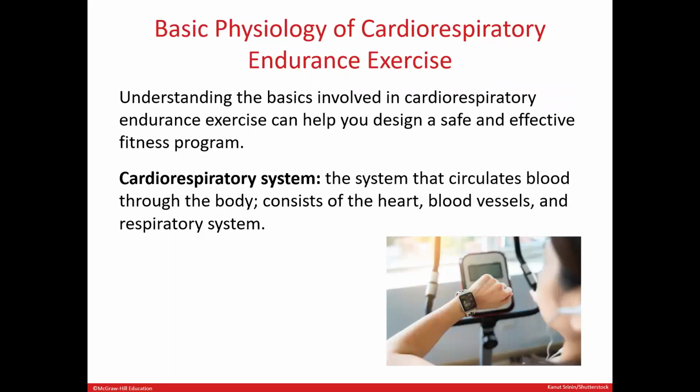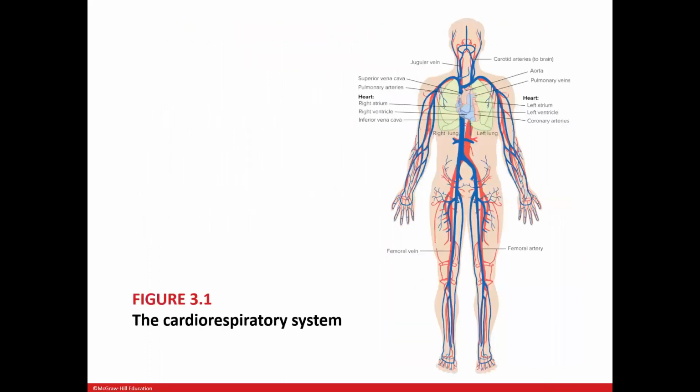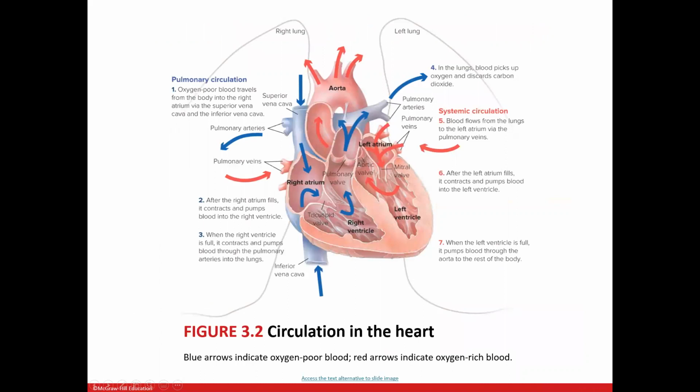So it's just a system that circulates blood throughout your whole body, and it has the heart, the blood vessels, and the respiratory system that we will go into further detail. This is just a visual depiction of the cardiorespiratory system. As you can see, we have arteries and veins all over the body. This is a close look into the heart, which we will discuss in further detail. As you can see, pulmonary circulation and systemic circulation, we will explain what they do and how they do it.